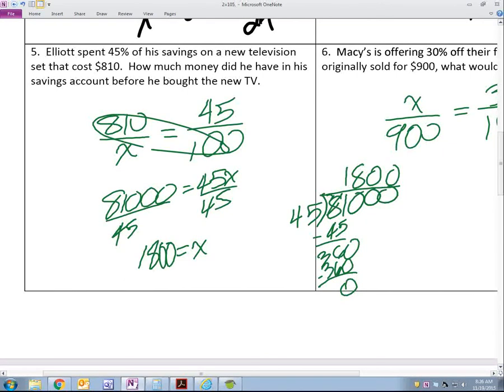Now let's look back at this and see. He spent 45% of his savings on a new television set that costs $810. How much money did he have in his savings account before he bought the new TV? Would it make sense that he would have more money in a savings account that he could purchase that TV? Right? Because if you don't have enough money in an account, you can't buy it. We're acting like credit card debt isn't a thing.